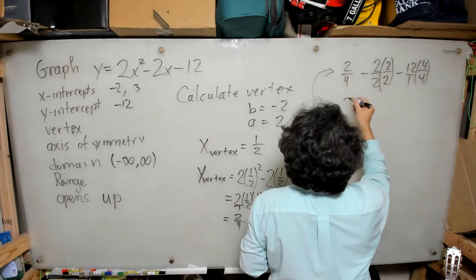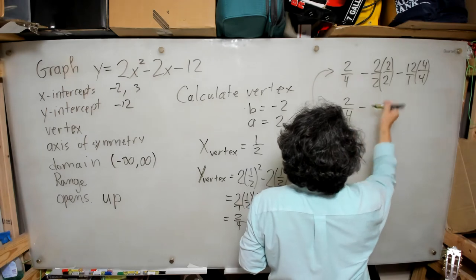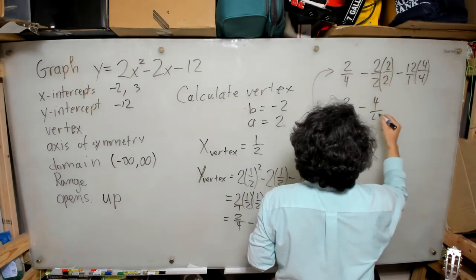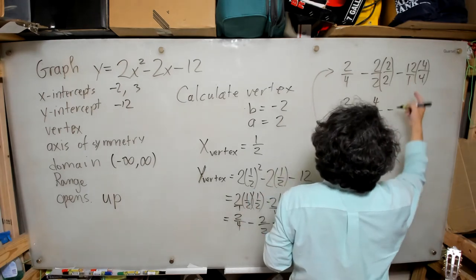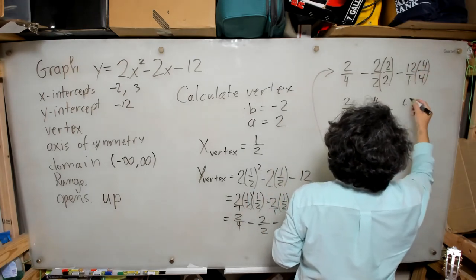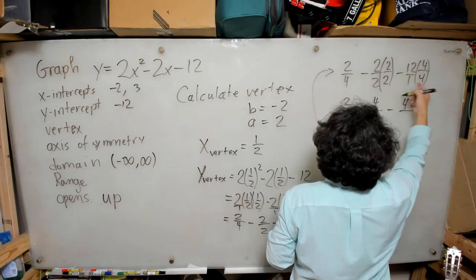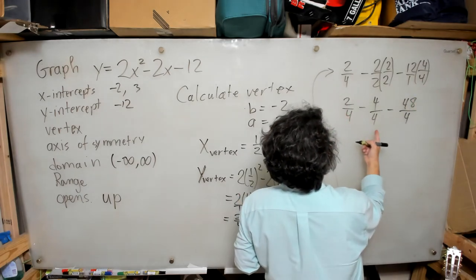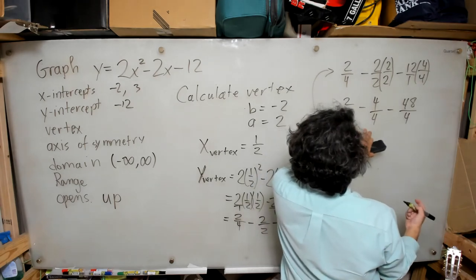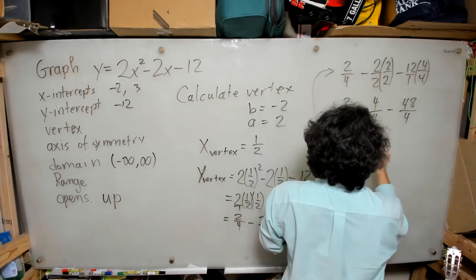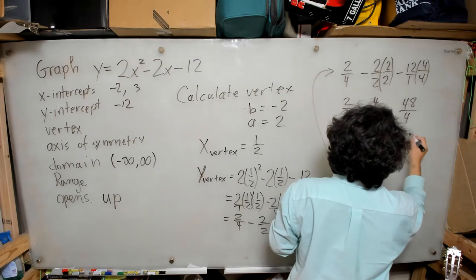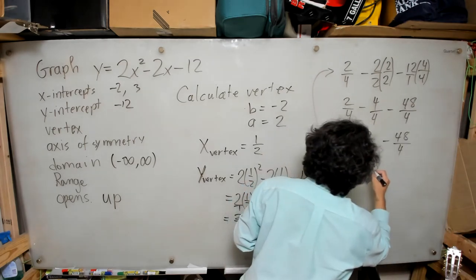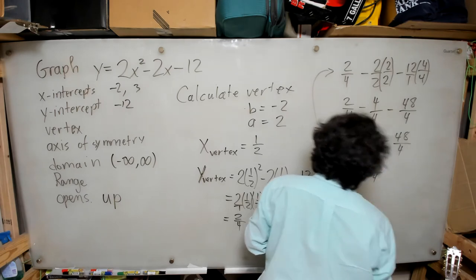So here, this will become 2 over 4 minus 2 times 2 is 4, 2 times 2 is 4. Here, minus 12 times 4 is 48, 1 times 4 is 4. So this is going to be 2 fourths minus 4 over 4. That's going to be negative 2 over 4, minus 48 over 4, which is actually going to become negative 50 over 4.